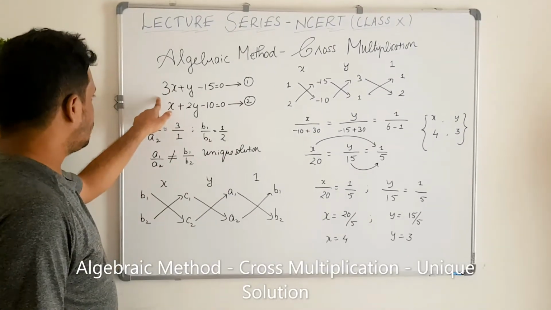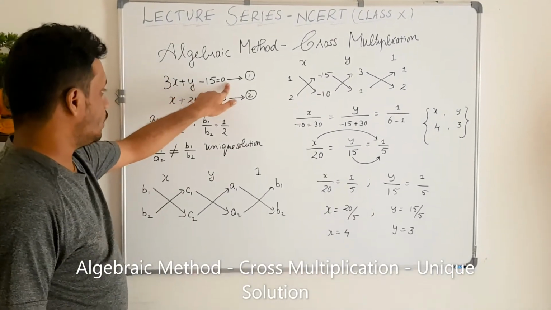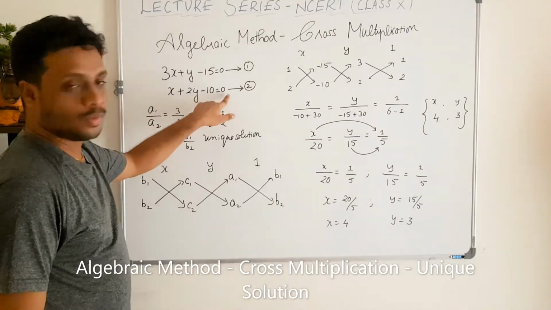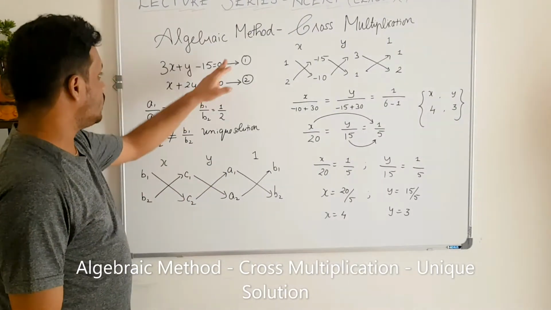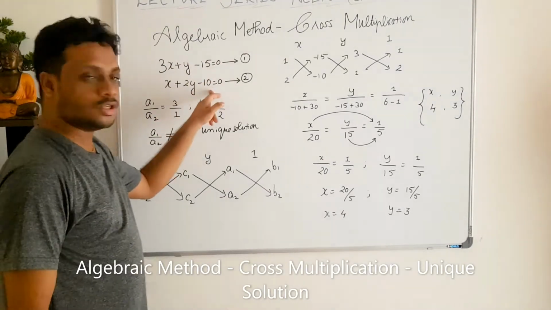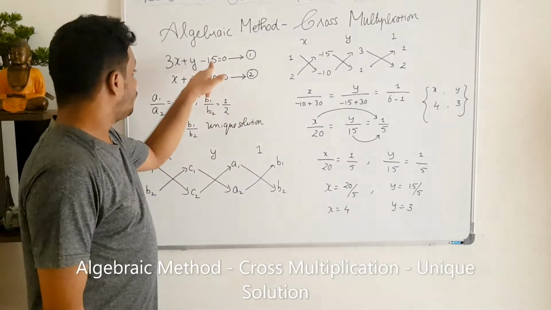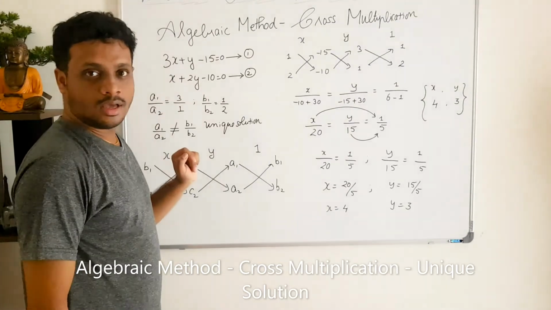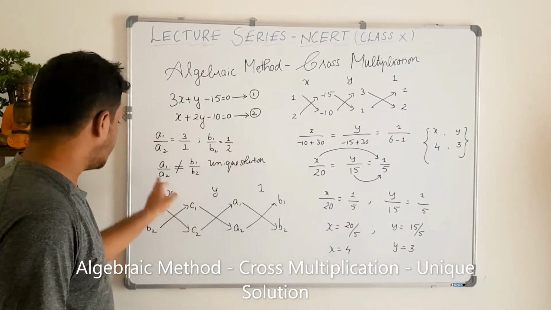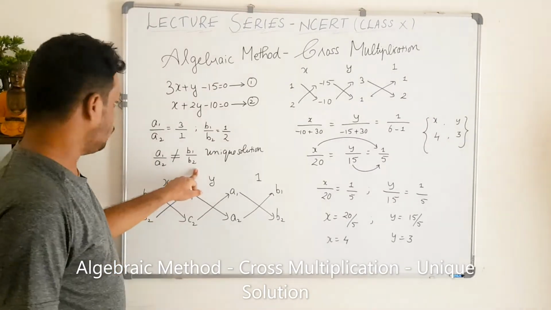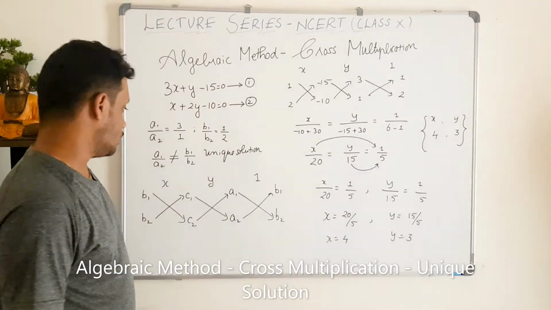I have taken 3x plus y minus 15 equal to 0, x plus 2y minus 10 equal to 0. This is the same sum that we did in elimination and substitution. The only thing is I brought the 15 to the other side, because we saw in the introduction lecture that the constant term has to be written on the LHS. So here I am finding my a1 by a2 and b1 by b2. I see that a1 by a2 is not equal to b1 by b2. So this system will give you a unique solution.